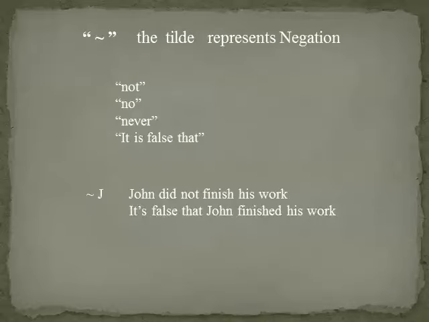So here are the meanings of the tilde in English. There are a variety of ways you can negate sentences. You can say no, not, never, "it's false that." So tilde J would stand equally well for "John didn't finish his homework" as for "it's false that John finished his homework."